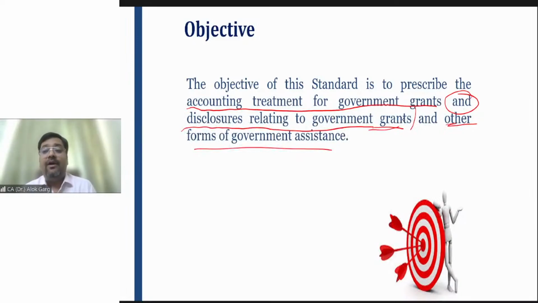What is the difference between a government grant and government assistance? Government grant is something where a value is placed on it. Government assistance is something where the government is supporting, but it cannot be measured in terms of value. For example, just to promote the small entities, the MSMEs, right? Or entities which are operating in the rural areas, right?